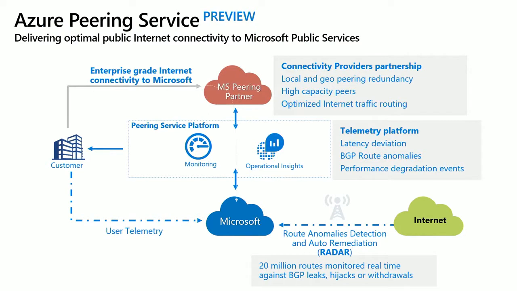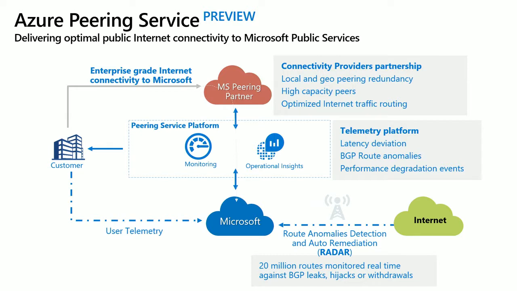Here's the logical view. So you have three personas here. You have the provider, who is giving you an enterprise-grade internet to Microsoft. We have Microsoft, the cloud. When I say Microsoft, it's Azure or Office, or any kind of Microsoft properties running on our cloud. And you have you, the customer. Now, we are all sitting on the same platform, which is the peering service platform.